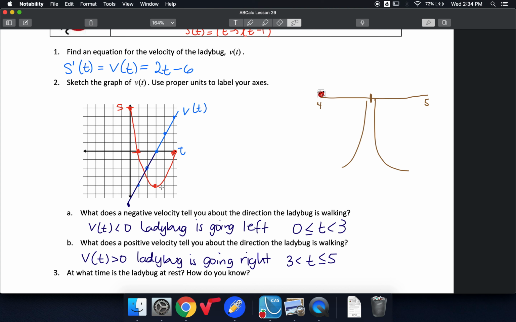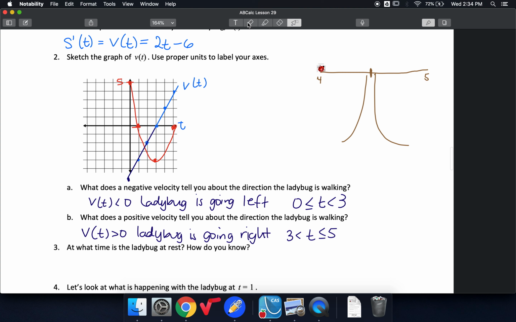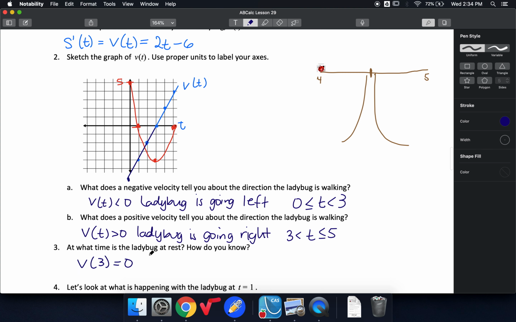Here she's at rest. I've got a horizontal slope. Because it's a horizontal slope, my velocity is 0. So v of 3 is equal to 0. So t equals 3 is when the bug is at rest.